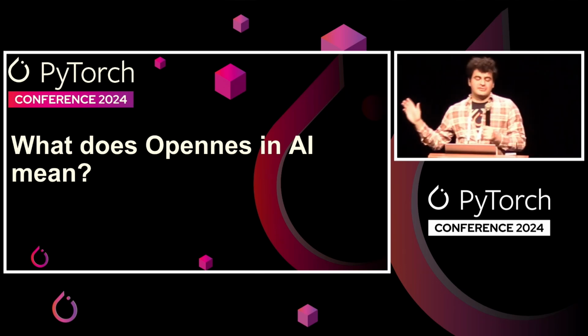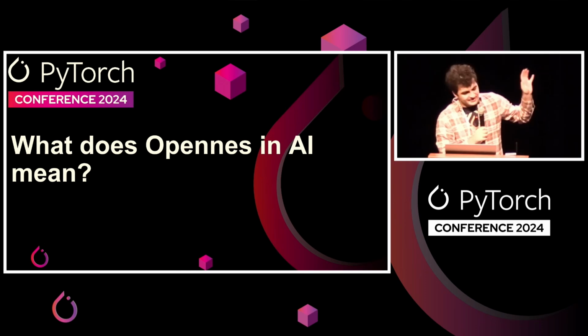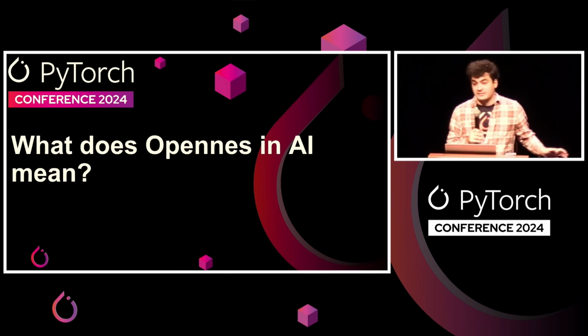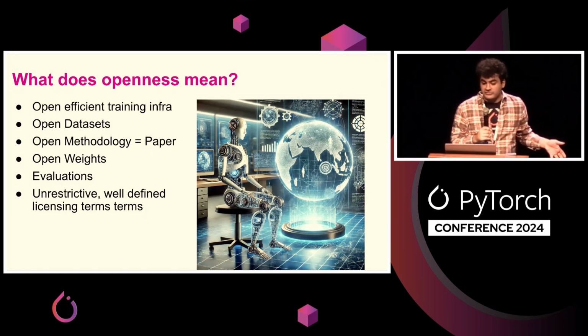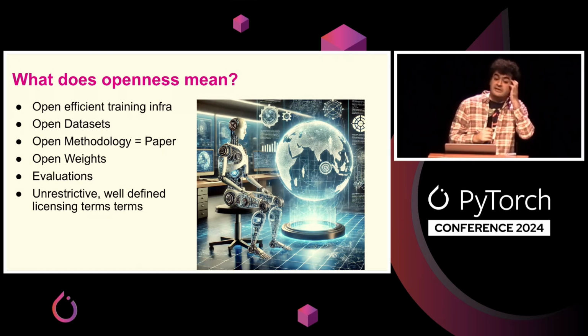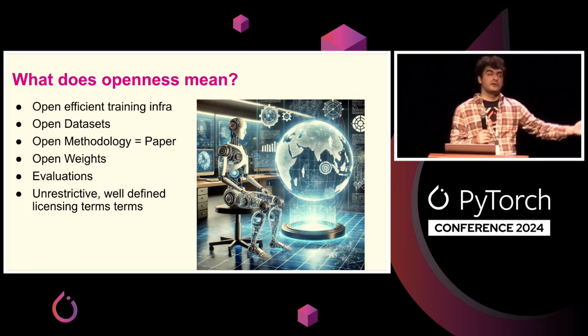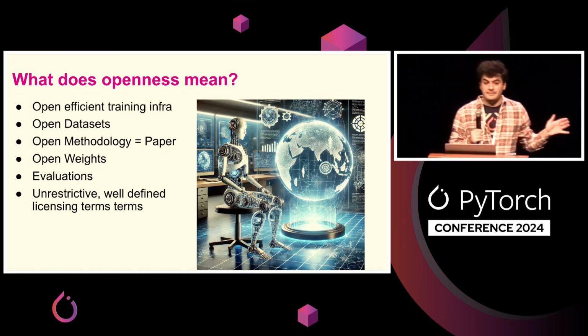I'll also save 5 minutes at the end for a Q&A, but just rhetorically, what does openness in AI mean? So there's various different levels of openness. We can have open efficient training infra. We can have the actual source code for the models and how to train it. We can have the data sets used to train the models as well, or at least how to create data sets that are similar to those used to train the model. We can also just have the paper, open methodology.